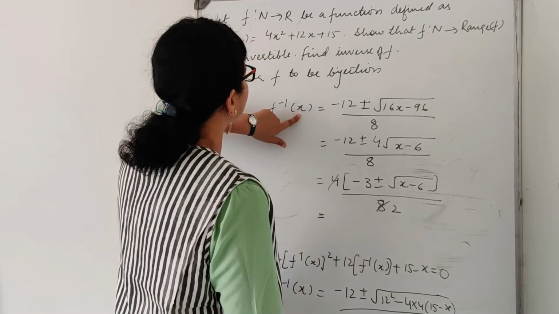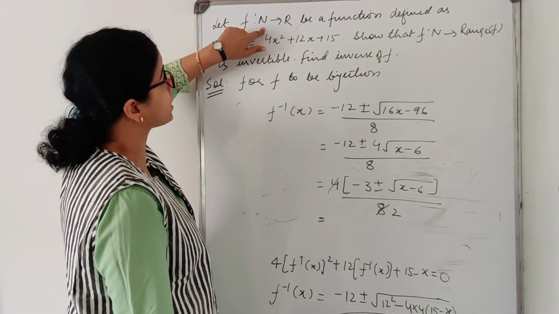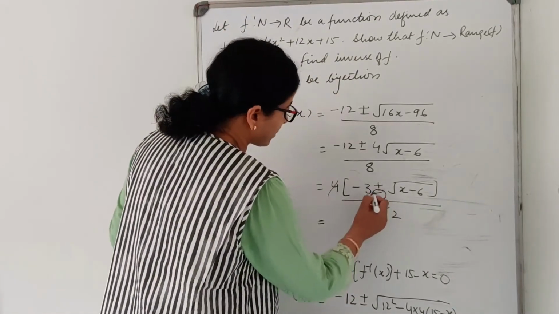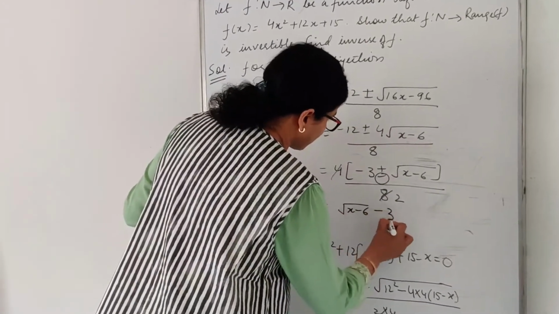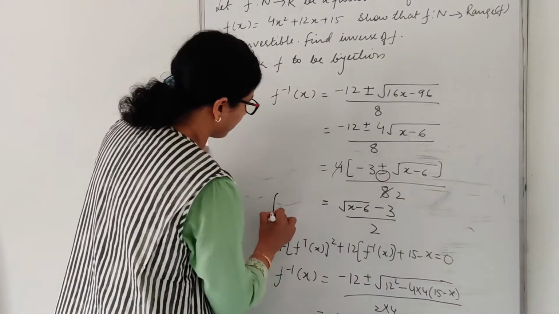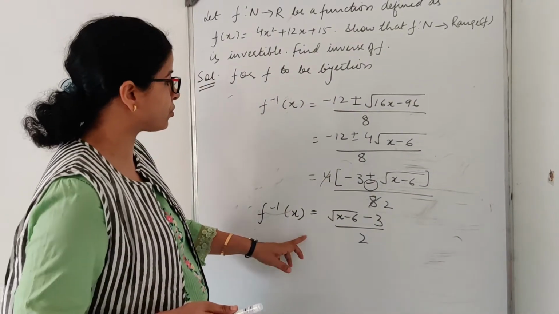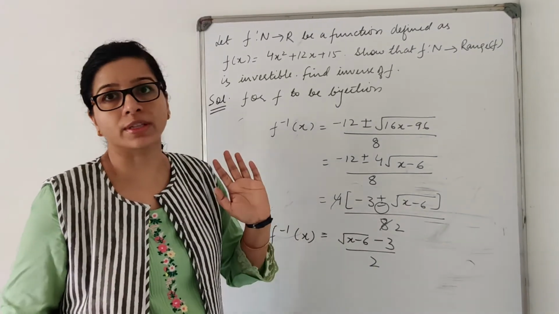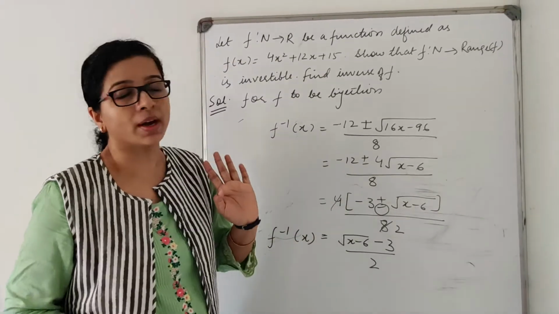My f inverse x is an element of the natural numbers, so it has to be greater than 0. So it means I will not take the negative sign. So it means root of x minus 6 minus 3 upon 2 will be the value of f inverse x. So basically you should check what your domain is, and accordingly you will define the f inverse x function. If it had been the real numbers, then I would have taken the minus sign also.